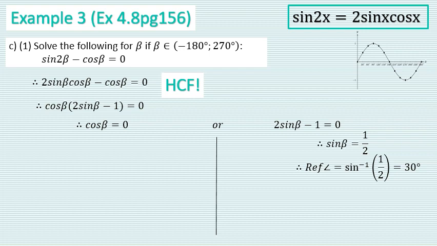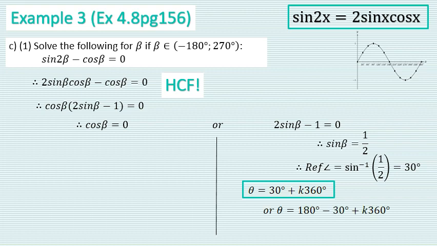Now we apply our formulae. Theta is the reference angle plus K360, or theta is 180 minus your reference angle plus K360, which boils down to being 150 degrees plus K360. And we are not done yet.